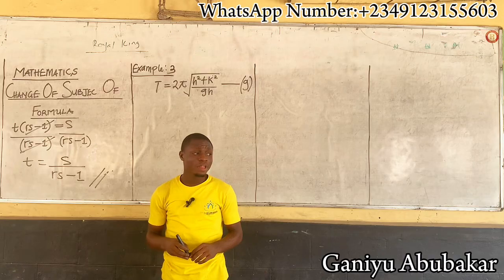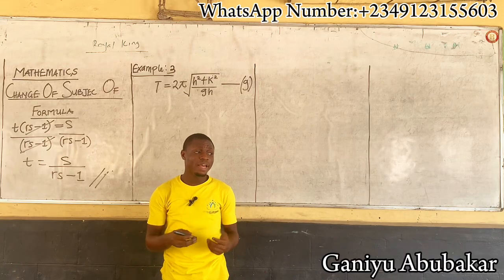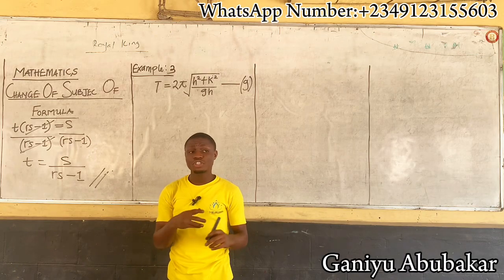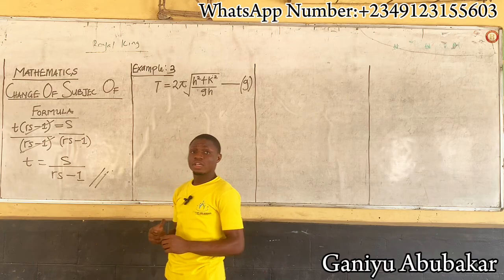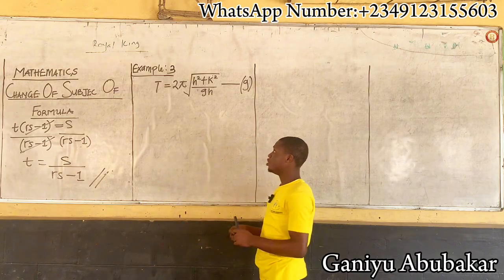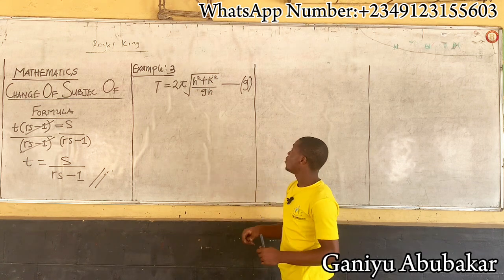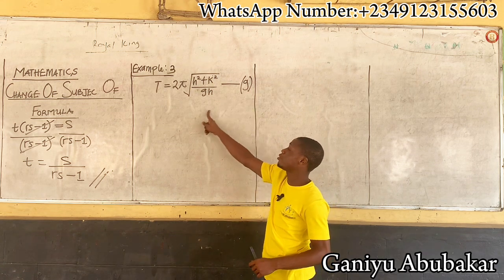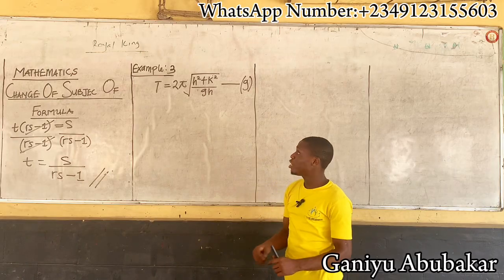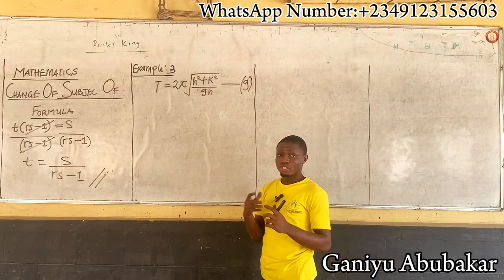Welcome back. Let's try to do example 3 on change of subject of formula. In this question here, I'm asked to make g the subject of formula here. I want to make g stand alone here, right? So I'm asked to make g subject of formula here. How do we possibly solve this? So follow up with me, please.